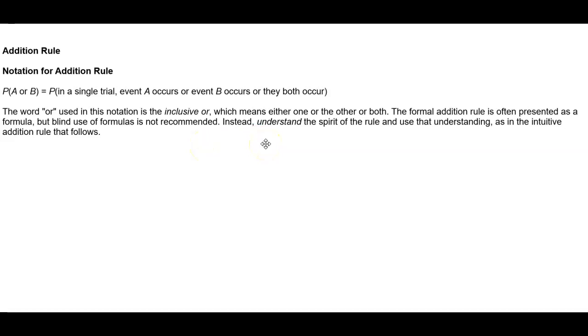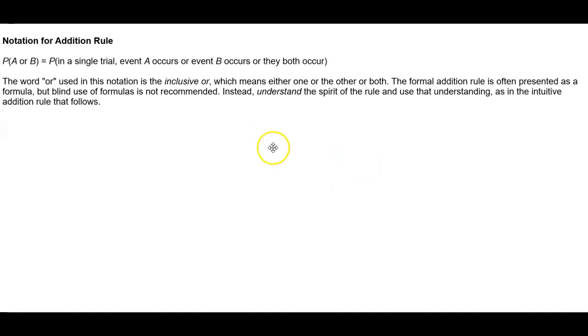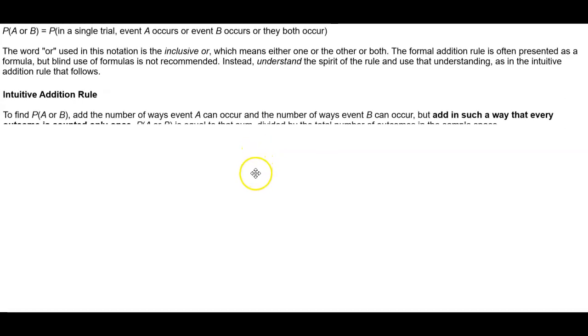The formal addition rule is often presented as a formula, but blind use of formulas is not recommended. Instead, understand the spirit of the rule and use that understanding as in the intuitive addition rule that follows. So here's the intuitive addition rule.